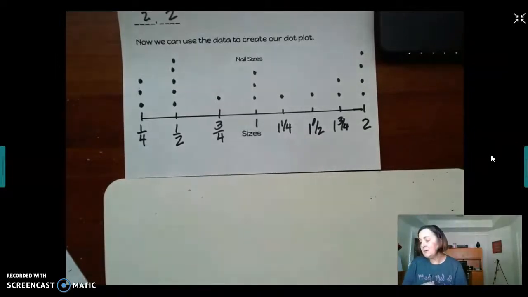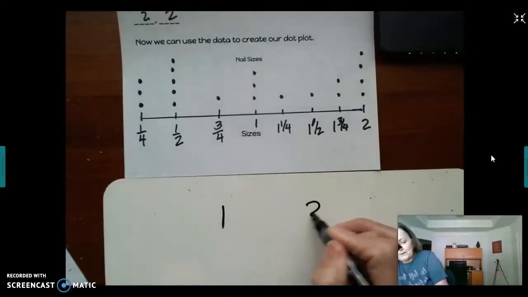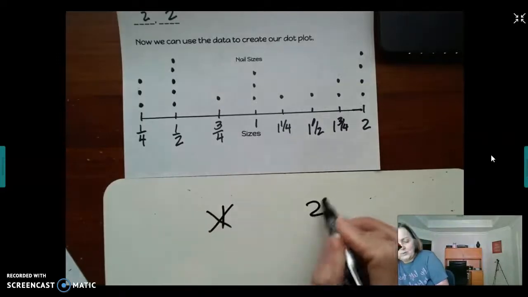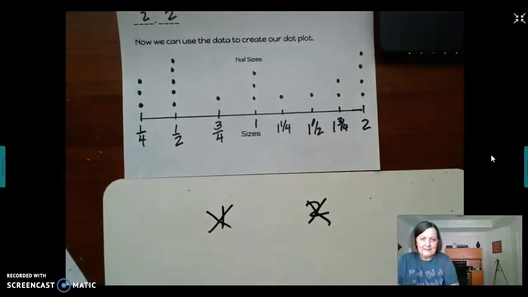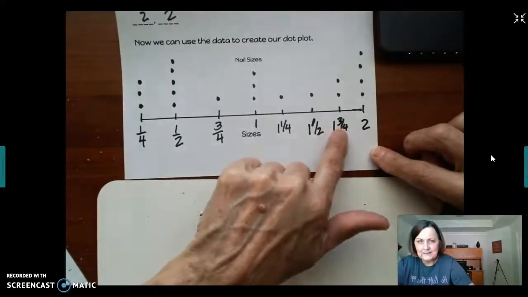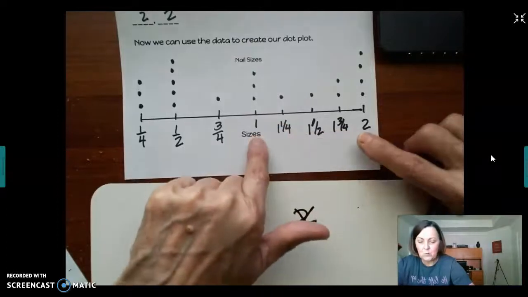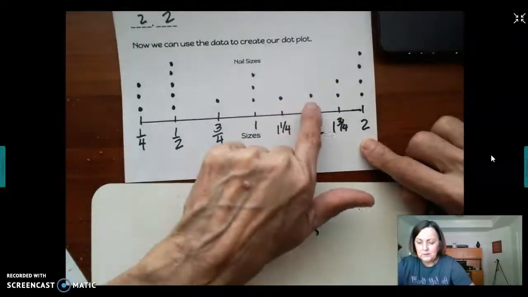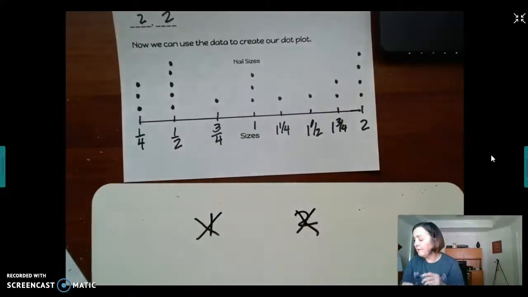How many nails are between 1 and 2 inches? So when it says between, can we count 1 as being between? If we want something between 1 and 2, that's not including 1 or including 2. It's everything in between. So we're going to count this one and this one because these are between 1 and 2 inches. 1, 2, 3, 4. There are 4 nails between 1 and 2 inches.